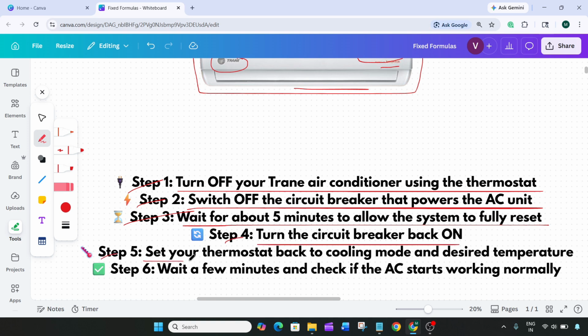Step 5. Set your thermostat back to cooling mode and desired temperature. Step 6. Wait a few minutes and check if the AC starts working normally.